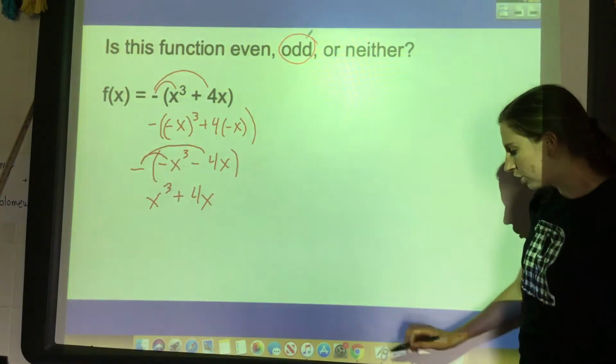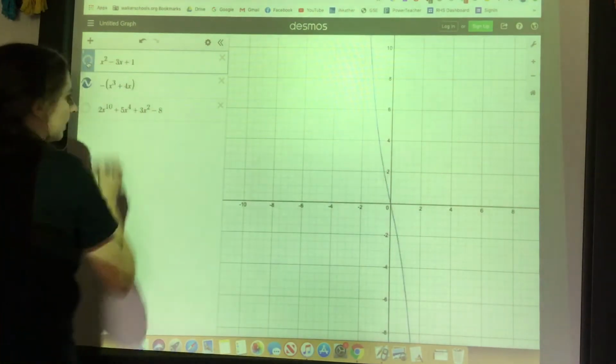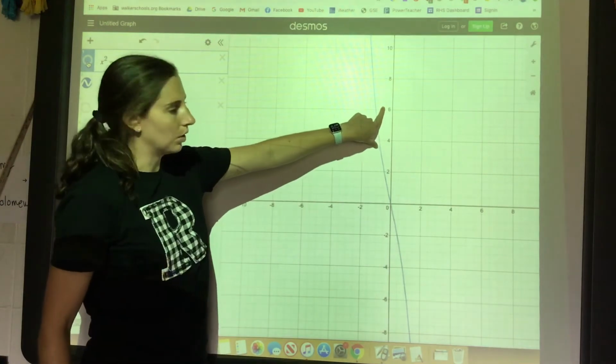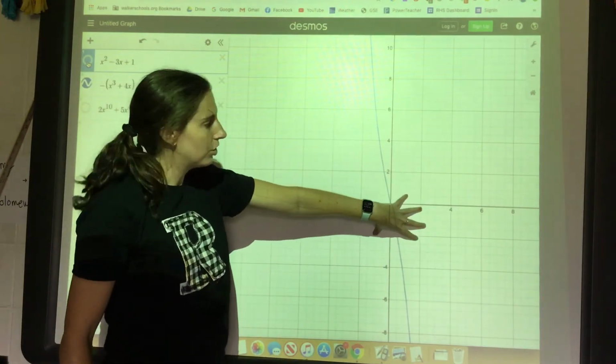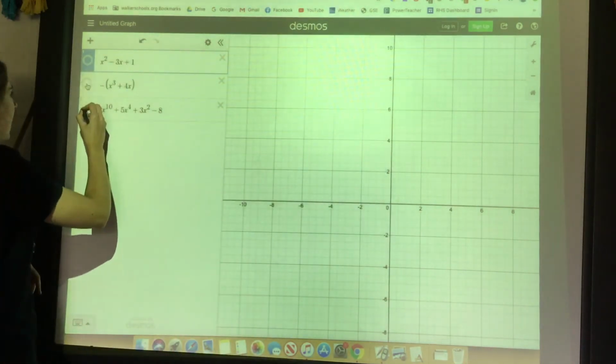Again, if you want to just try the graph of it, you can. Here's what that graph looks like. It's kind of cubed a little bit. There's a little swirly. But notice if you were to rotate it 180 degrees around the origin, you'd get the same graph. Okay, let's try this last one.